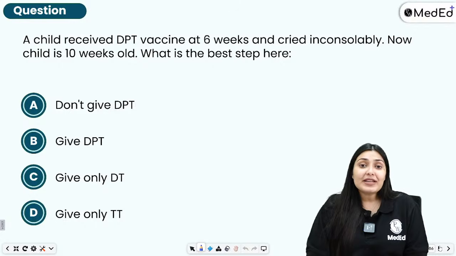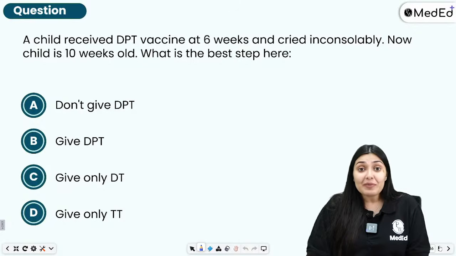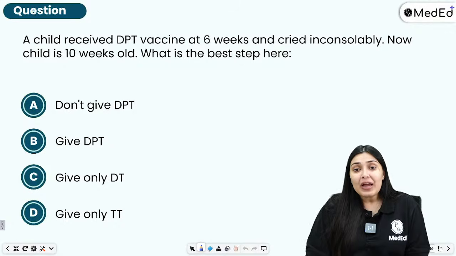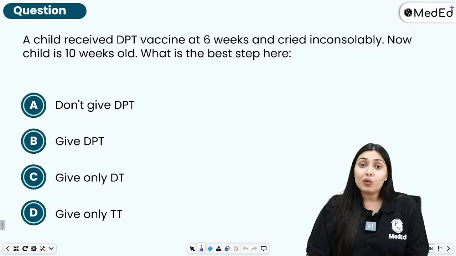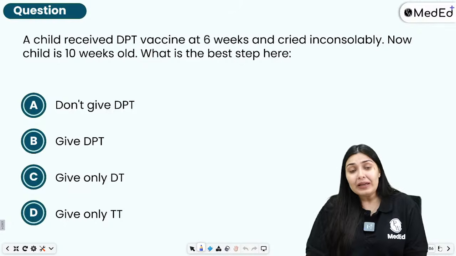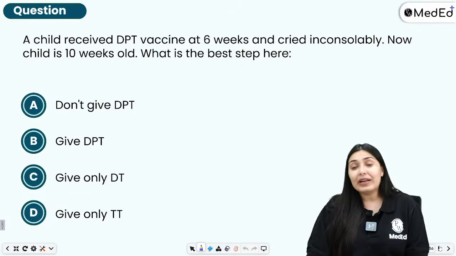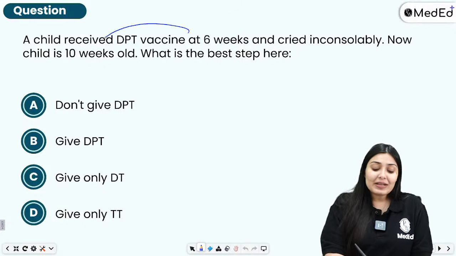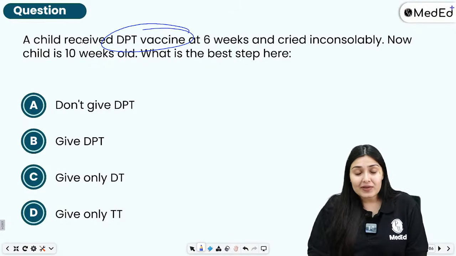A child received DPT vaccine at 6 weeks, okay, and cried inconsolably after the vaccination. Now the child is 10 weeks. That means the second dose time has come. What is the best step here? Don't give DPT, give DPT, only give DT, only give TT. So let's understand about this DPT vaccine and its adverse effects.